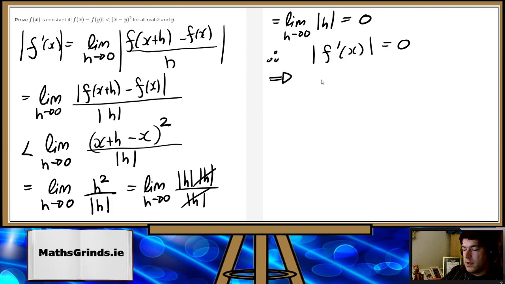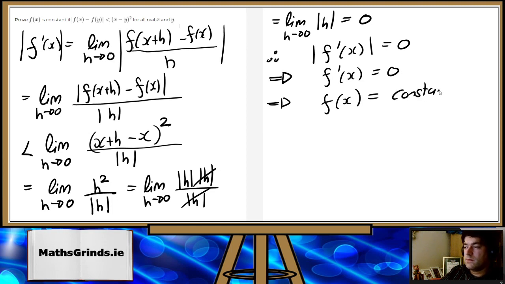And that can only mean one thing, that the derivative was 0, which could also only mean one thing, that the original function f of x is constant. Okay, that's nice enough.